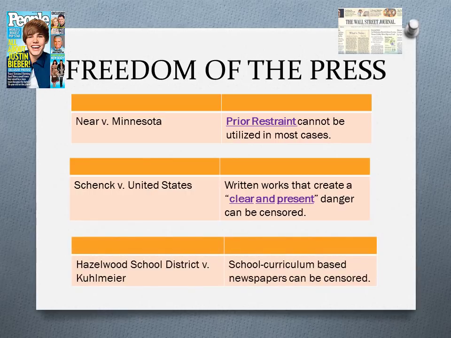Finally, in Hazelwood School District v. Kuhlmeier, the Supreme Court ruled that school or curriculum-based newspapers have a lower standard for the First Amendment and could be censored by school administration, depending on the content.